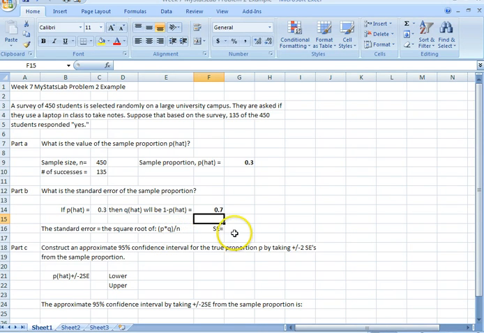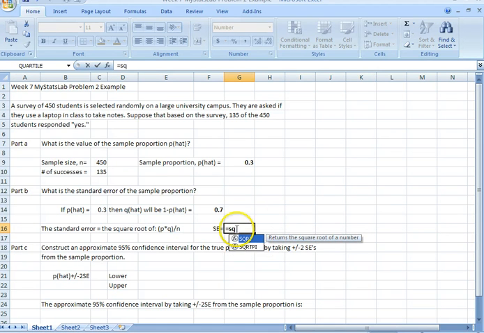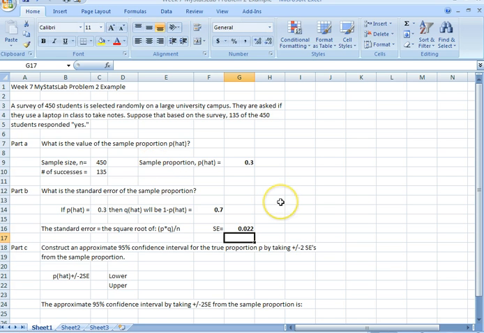So now to find the standard error, we have to find the square root of p hat times q hat divided by n. So our formula here, we're going to say equals, start typing square root. It comes right up to us there, double click on it. Now I need 2 sets of parentheses, so I'm going to go parentheses, and then I'm going to take p times q, close that parentheses, divided by n, close again, hit enter, and there is our standard error, 0.022.